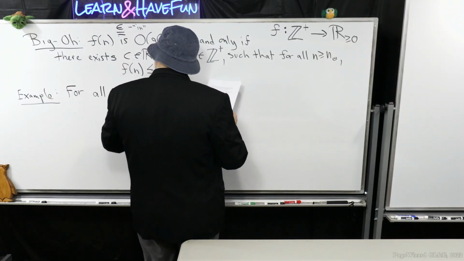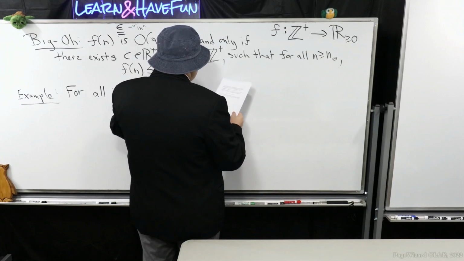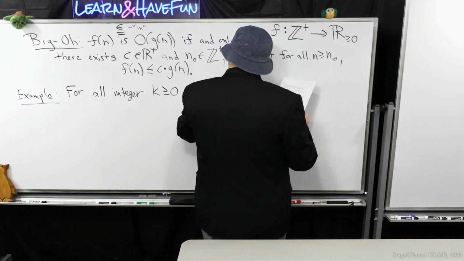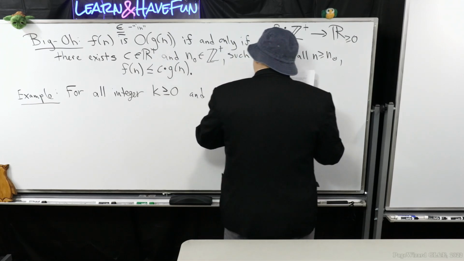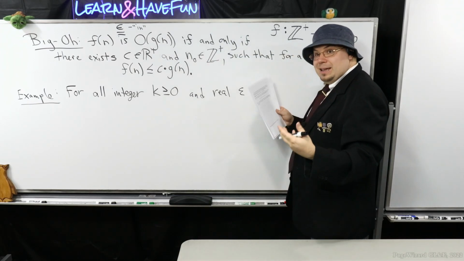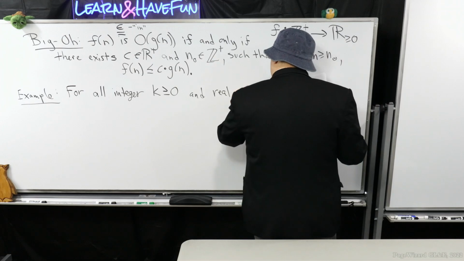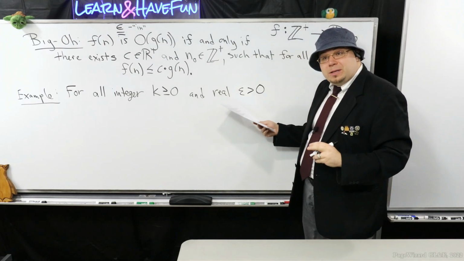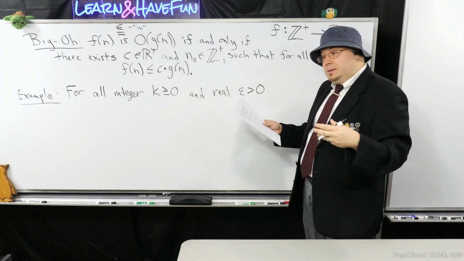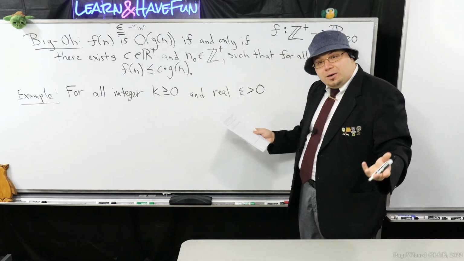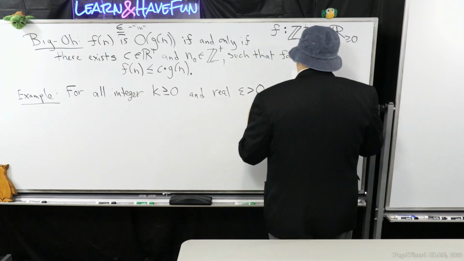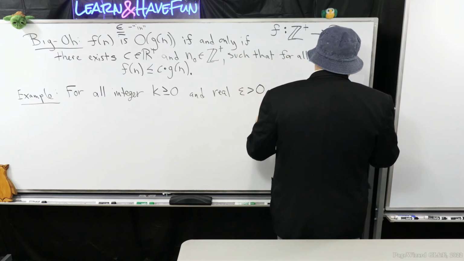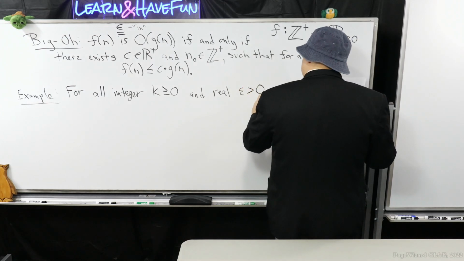So for all integers k greater or equal to 0, suppose I give you a real constant, epsilon. You can think of epsilon as any real constant that is greater than 0. So this means it can be very small. It could be like 0.1. It could be like 1. It could be 10,000. Whatever you like, as long as it's some real number that's bigger than 0. But it's a constant here.